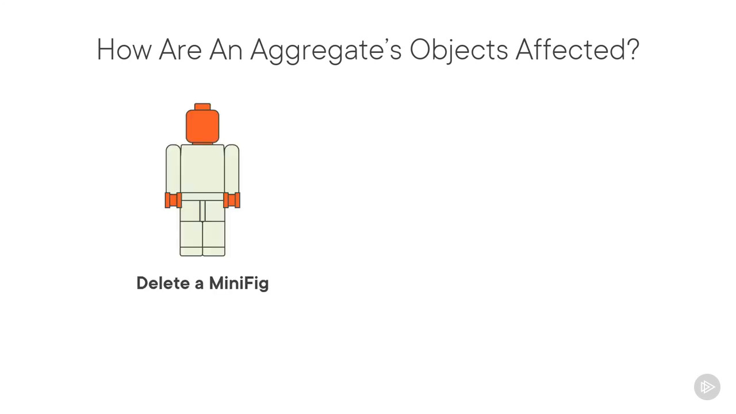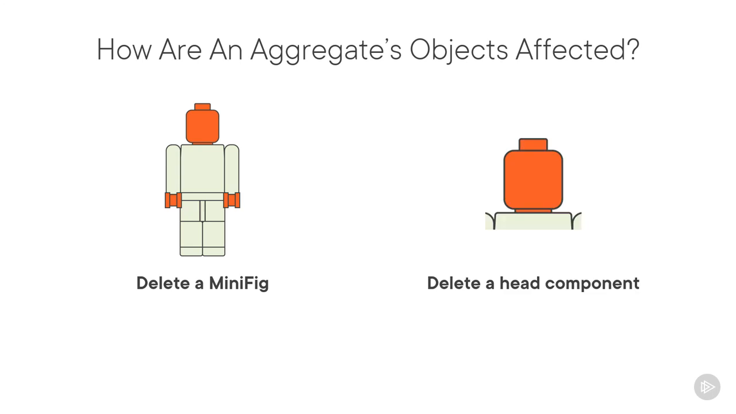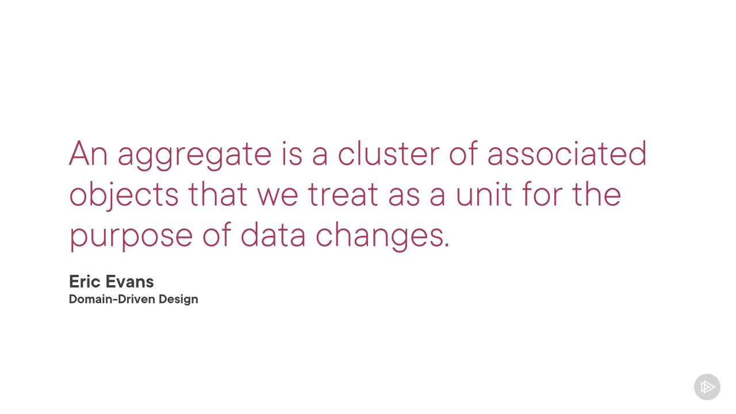In the examples shown here, if you're deleting the minifig, then you have to delete all of its parts. Conversely, if you have to delete a head, maybe it got broken, you don't need to delete the rest of the parts. Therefore, it doesn't make sense for the head to be the root of this aggregate. In the Domain-Driven Design book, Eric Evans states this pretty simply. He says, an aggregate is a cluster of associated objects that we treat as a unit for the purpose of data changes.